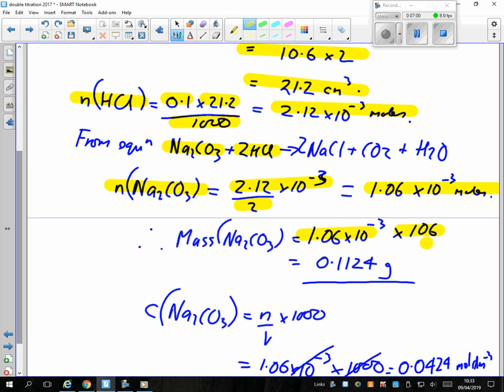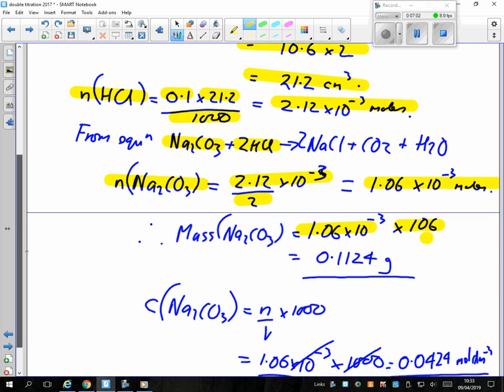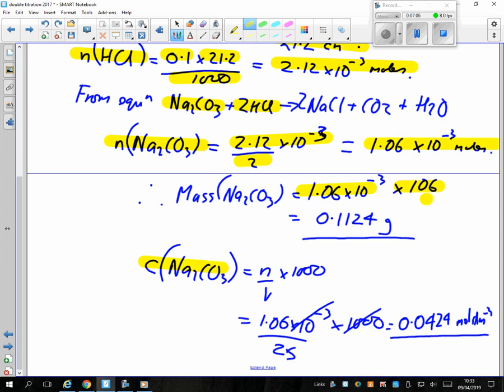Easy. Now the concentration. Concentration equals number of moles over volume times 1,000. Well, we've got the number of moles. It's exactly the same as it was up here. Times 10 to the minus 3 times 1,000, they cancel out, so that's always lovely. And the volume was 25. You use 25 of the mixture, and the answer you should be pretty close to 0.0424 moles per decimeter cubed. All right, so that's the sodium carbonate done.